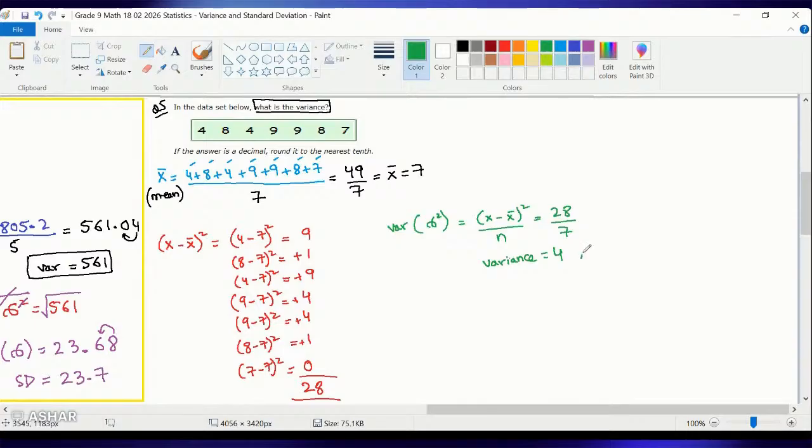This is the answer. But let's find the standard deviation also. So we know that this was the variance. We can say the variance was given as 4, and when we square root both the sides, the standard deviation comes out to be 2. If we have the variance, we can find the standard deviation. If we have the standard deviation, we can find the variance, vice versa. Okay.